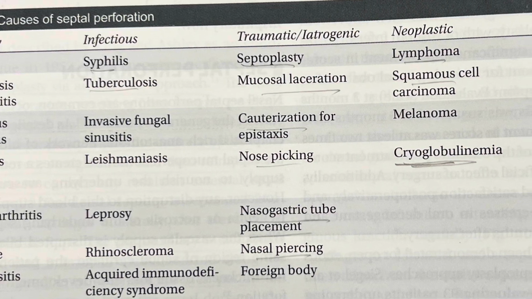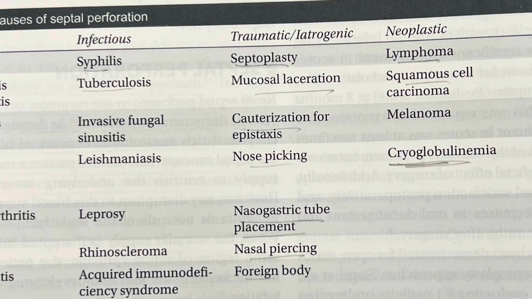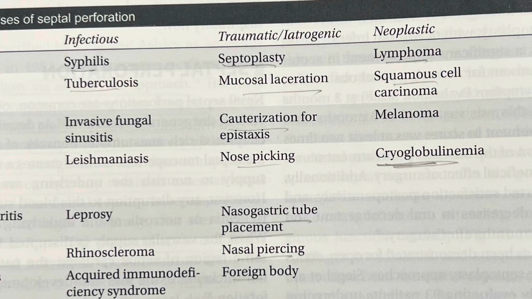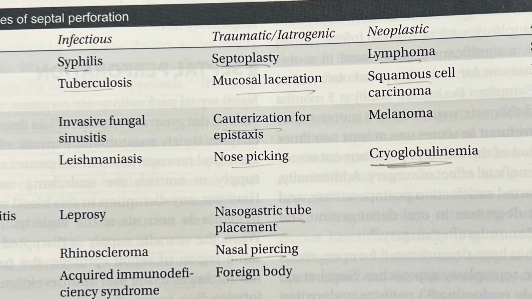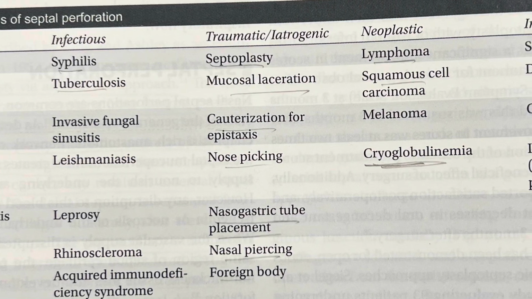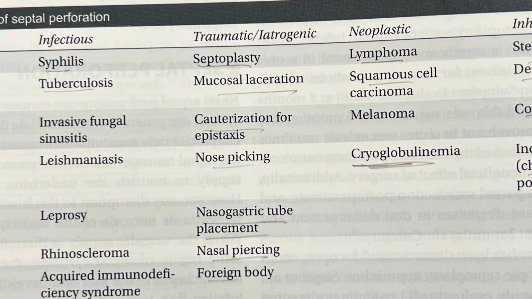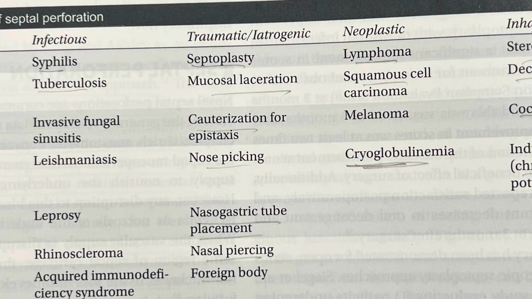Now, let's move to infectious causes. Infections like syphilis and tuberculosis, especially in advanced stages, can erode nasal tissues, leading to perforation. Invasive fungal sinusitis, which can affect immunocompromised patients, can also spread to the nasal septum.